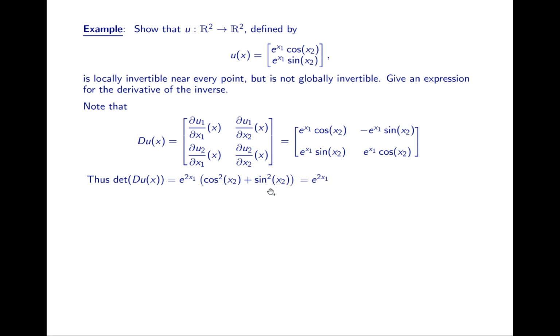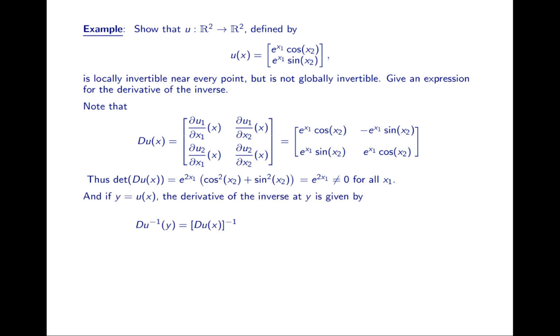Cosine squared plus sine squared is 1. So I get e to the 2x1, and e to the 2x1 is never 0. Never ever. So because e to the 2x1 is never 0, this matrix is invertible for every x. Therefore, I can apply the inverse function theorem. Every x satisfies the conditions of the inverse function theorem, so therefore this function is locally invertible near every point. Now, because it's invertible at every single point doesn't make it globally invertible.